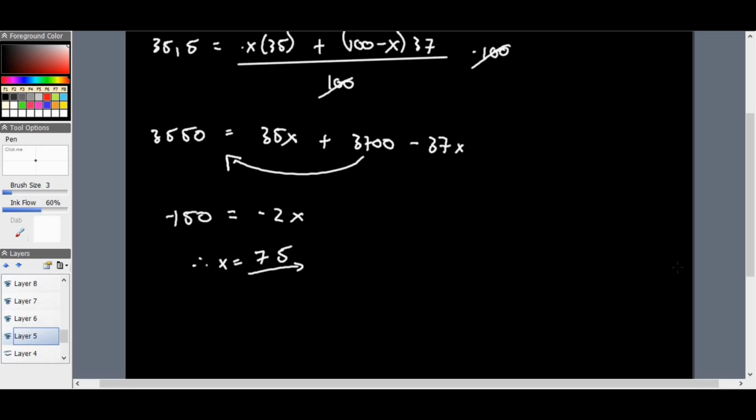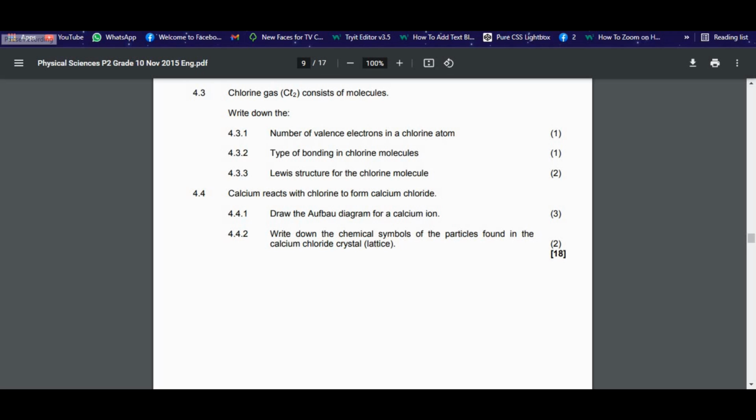Question 4.3 says chlorine gas Cl2 consists of molecules. First thing they want you to do is write down the number of valence electrons in a chlorine atom, then the type of bonding in chlorine molecules, and then of course the Lewis structure for the chlorine molecules.